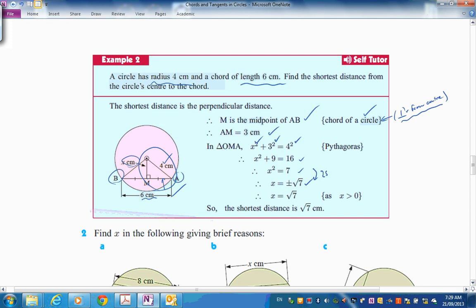So there are always two possible solutions. You should put them in, then put the positive one, because you're saying x is a length here, it's got to be positive. So the shortest distance is root 7.